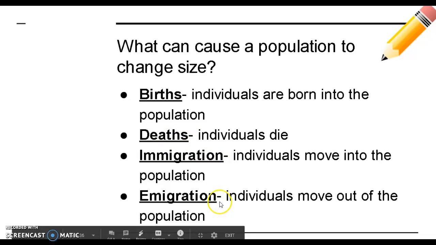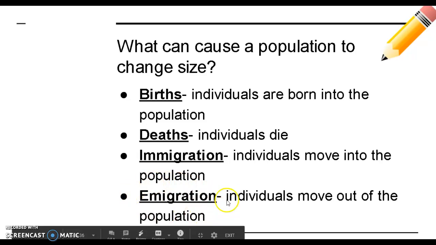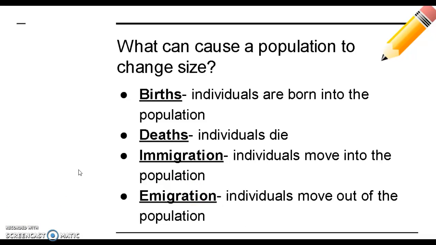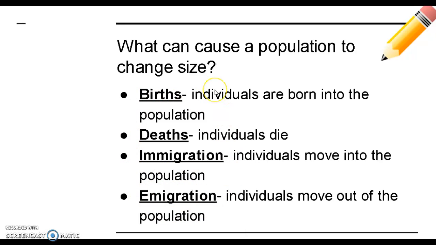And then immigration and emigration are also caused by biotic and abiotic factors. Like, for example, all the wildfires in California might be causing a lot of individuals to emigrate to new areas that are not on fire. So they're exiting their current population and finding somewhere else to live. We're going to explore more about how biotic and abiotic factors contribute to the number of births, deaths, immigrants, and emigrants next week.